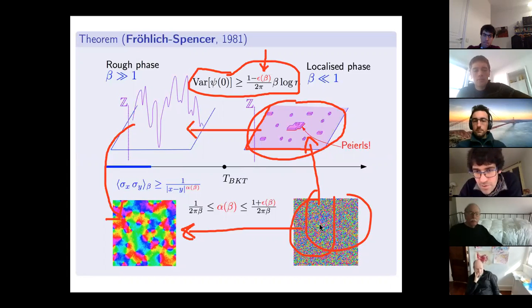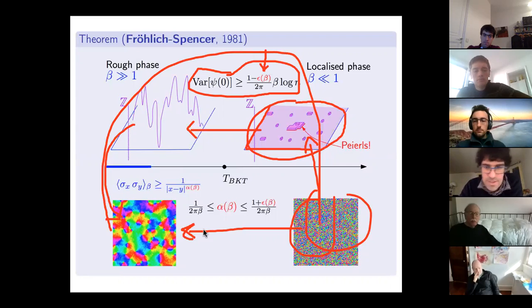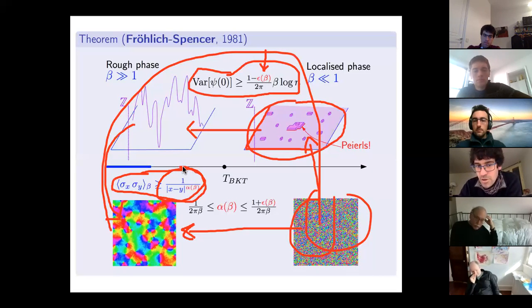And the consequence of going through this dual model is that they obtained power law decaying lower bounds on the two-point function, which proved a KT transition for the XY or Villain model.